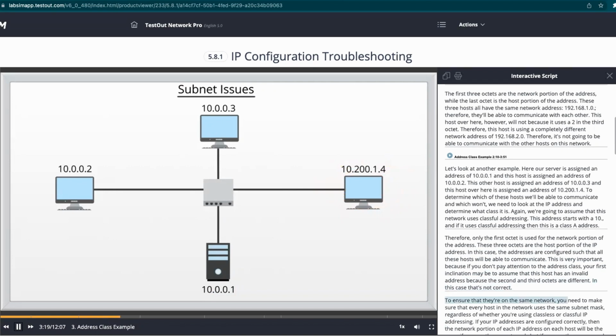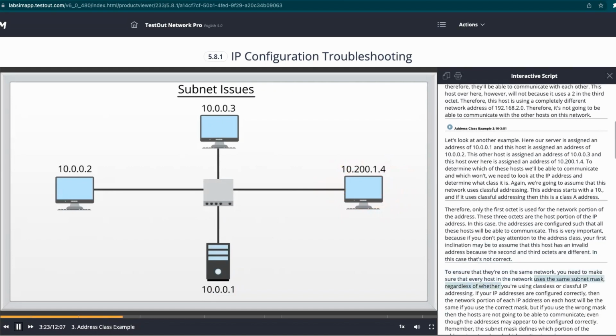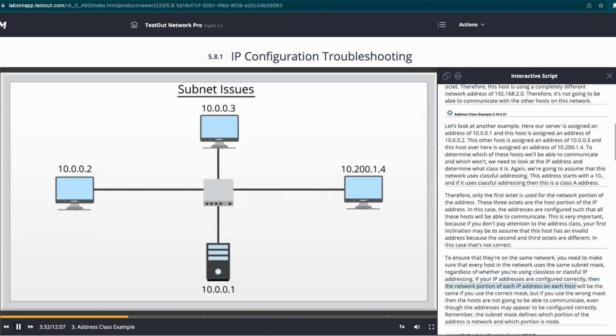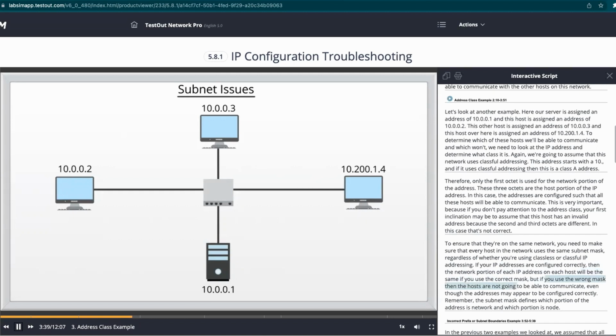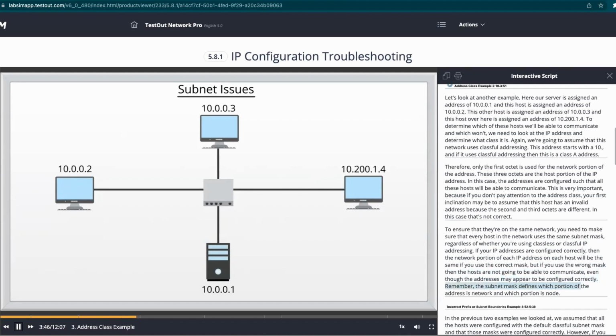In order to ensure that they're on the same network, you need to make sure that every host in the network uses the same subnet mask, regardless of whether you're using classless or classful IP addressing. If your IP addresses are configured correctly, then the network portion of each IP address on each host will be the same if you use the correct mask. But if you use the wrong mask, then the hosts are not going to be able to communicate, even though the addresses may appear to be configured correctly. Remember, the subnet mask defines which portion of the address is network and which portion is node.